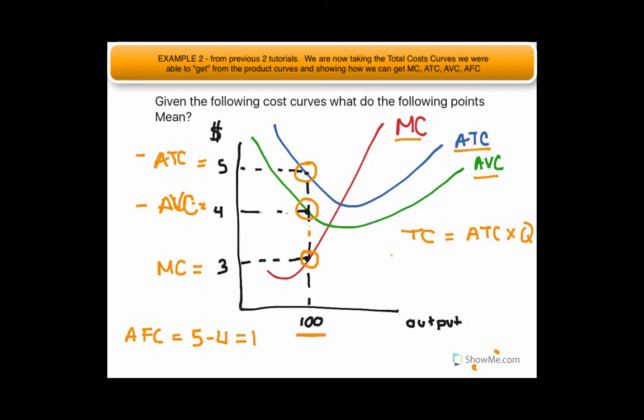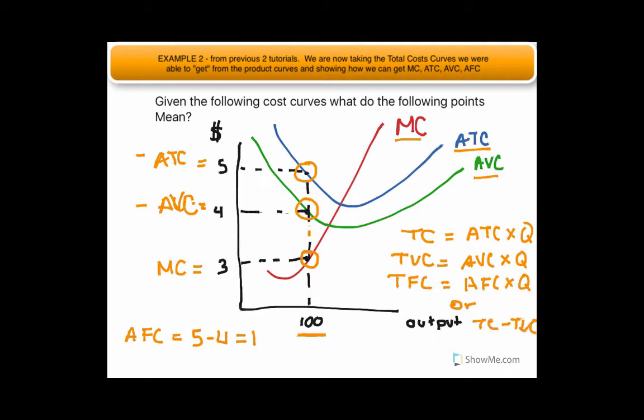So in this case, it'd be 100 or whatever value you're looking at. And then you can find total variable costs, doing something similar. If you take average variable costs and multiply it by output. And finally, you can do total fixed costs. If you take average fixed costs times output. And for the last one, you can do average fixed cost times output, or you could take the difference of total costs and total fixed costs.